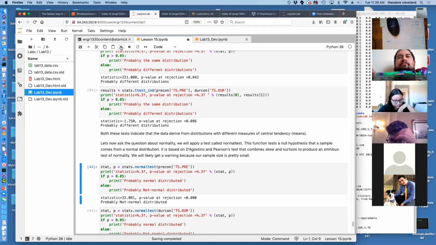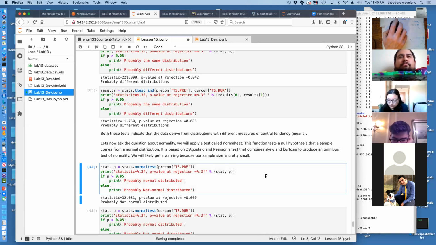Now, for the hell of it, let's ask the question about normality. We're going to apply a test called normal test, and this function tests the null hypothesis that a sample comes from a normal distribution. The alternative, it doesn't. It's based on the D'Agostino-Pearson test, which combines skew and kurtosis to produce a total test of normality. And my notes say we're going to likely get a warning because our sample size is kind of small.